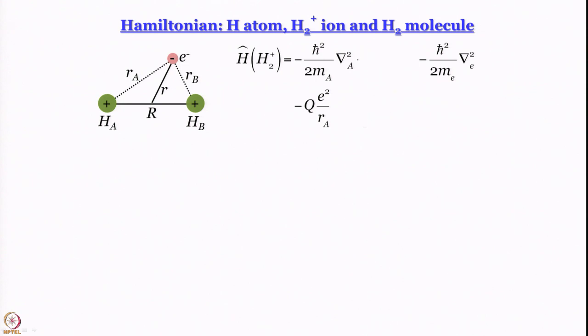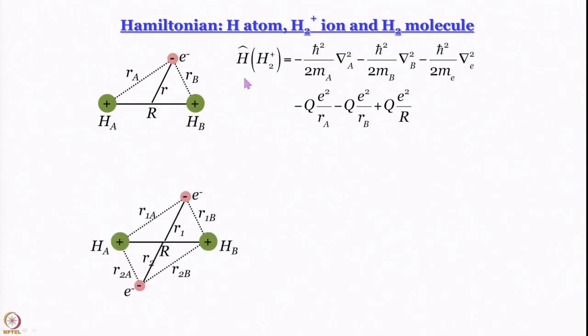An additional term will come, and that is due to nucleus-nucleus, proton-proton repulsion, that will be plus q square divided by capital R, where capital R is the internuclear separation, right. So, this is the kinetic energy term for the second nucleus, this is the potential energy for attraction between the electron and the second nucleus, and this is the term for nucleus-nucleus repulsion. Now, what happens if you want to go to the H2 molecule, because remember valence bond theory has no scope for H2 plus, we have to talk about H2.